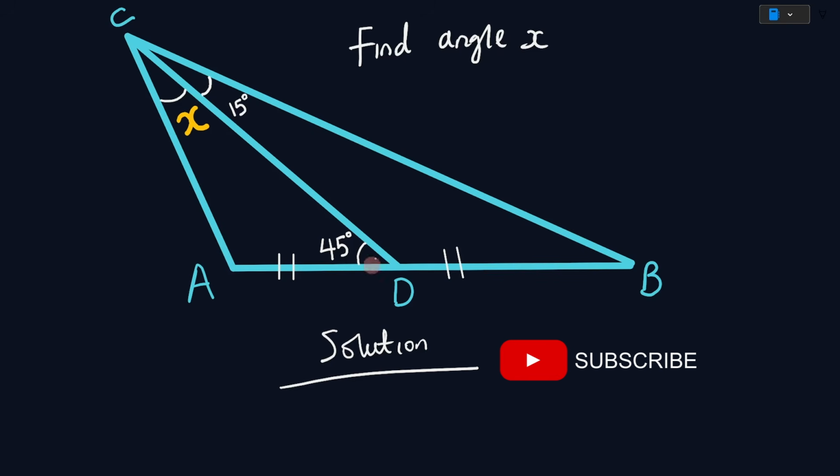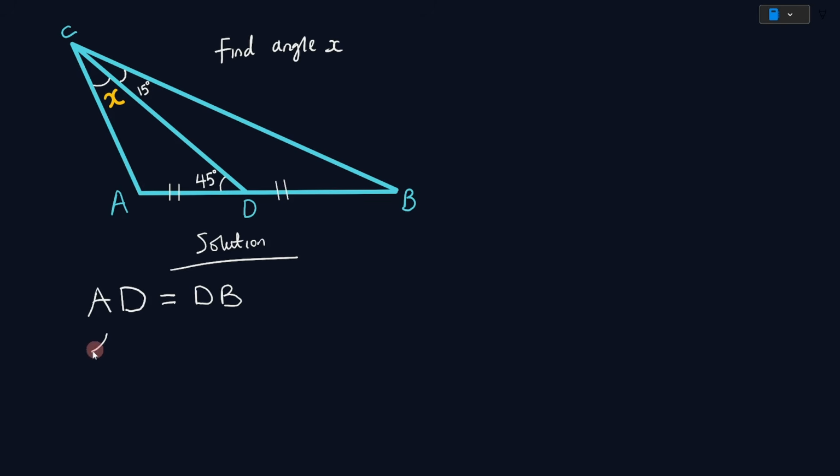From what we are given in this geometry diagram, we are given that the line segment AD is equal to the line segment DB. We are also given that angle BCD is equal to 15 degrees, and also that angle ADC, which is this angle, is 45 degrees. What we need to know before we begin to solve this problem is that this whole diagram is not drawn to scale.